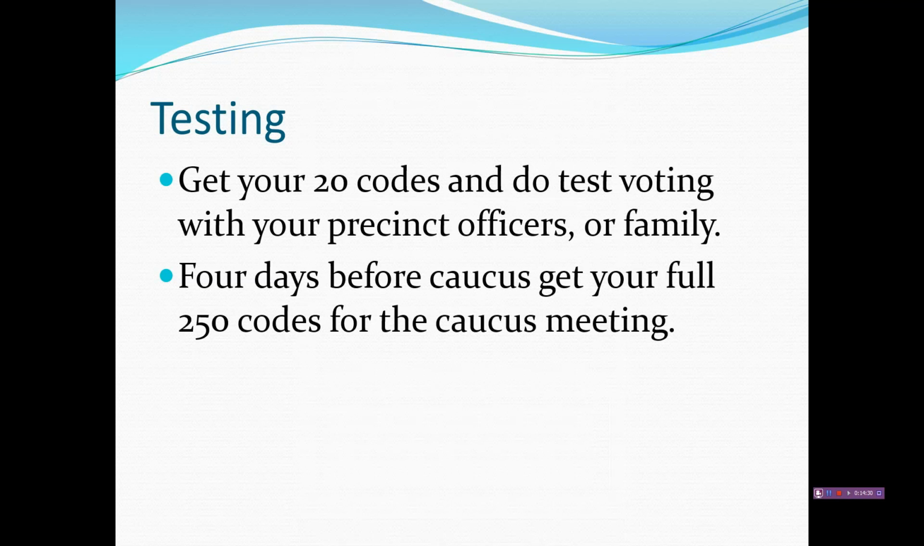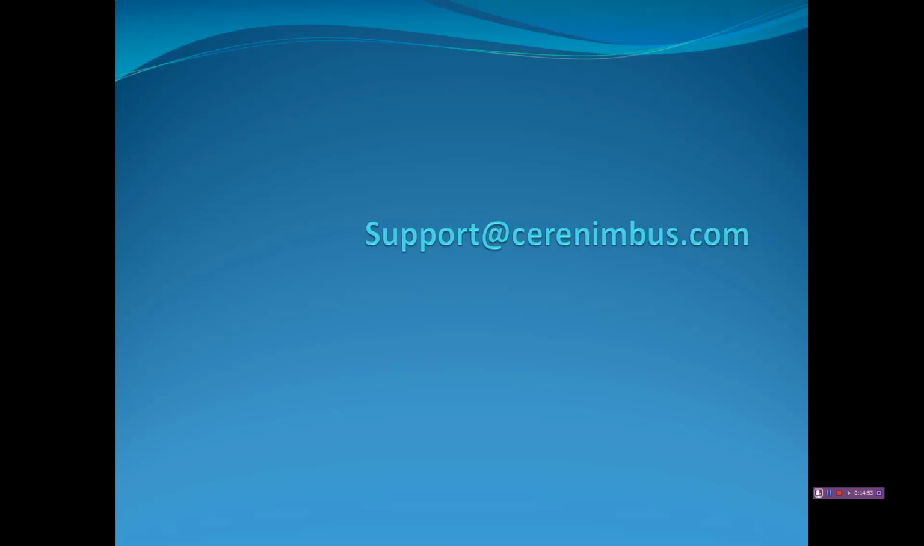All right, so remember this. You need to get your 20 codes and do some vote testing with your precinct officers, your family, or your favorite voting buddies, or other precinct chairs that are training, whatever you want to do. And then within 4 days of the caucus, make sure to request your 250 live authorization codes for the caucus meeting. If you have any questions, you can contact support at cerenimbus.com.